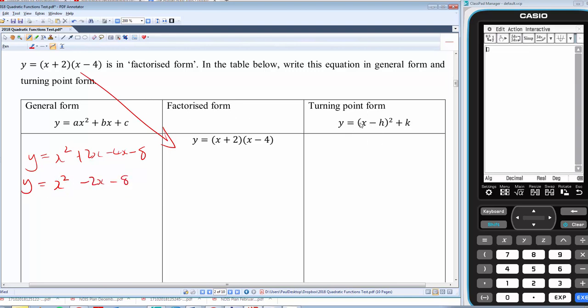We also wanted it in turning point form, which would require completing the square on that one there. So what we're going to do is say y equals x squared take 2x, halve it, square it, so we're going to add 1 and put that all in brackets, and then subtract 1 and then subtract 8. That's y equals (x - 1) all squared take 9.